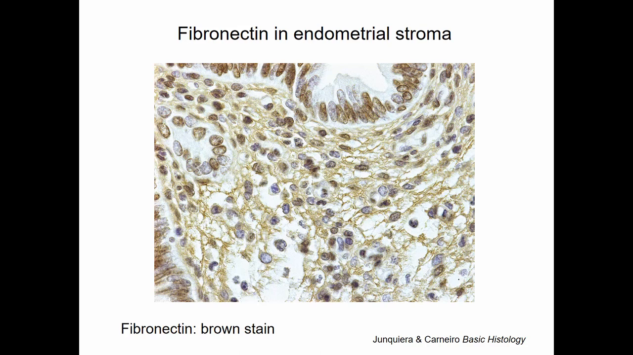You have a parenchyma, which is like the business end of the tissue. If it's a gland, it's the secretory cells. If it's the spleen, it's the immune cells, the lymphocytes. That's the parenchyma. The stroma is the supporting tissue, and that's generally connective tissue. So the endometrial stroma is very rich in fibronectin, and then the tissue gets sloughed off and replaced. And here's the epithelium of the endometrium.